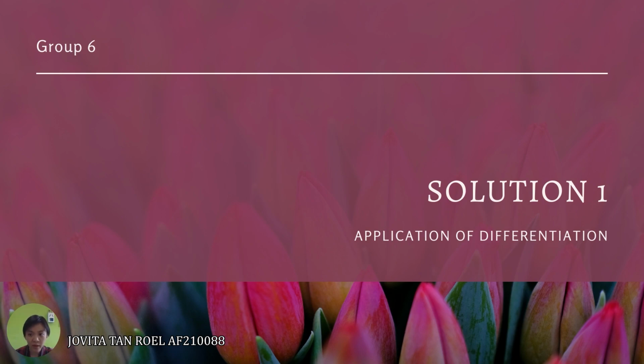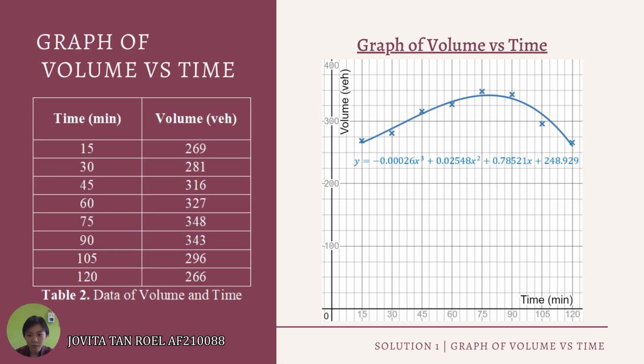I'm Jovita Tan and my matric number is AF210088. So I will talk about the solution of problem 1. In solution 1, we plot the graph and find the increasing and decreasing intervals, rate of change, and maximum and minimum number to solve the problem. So this is the graph of volume versus time generated using Desmos, and the equation is also given.